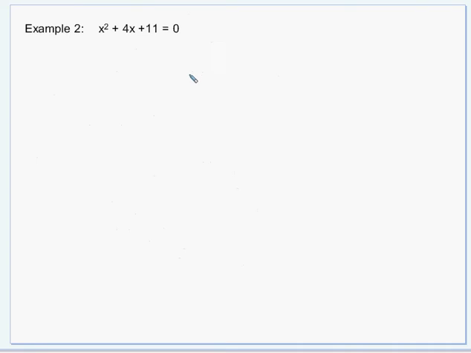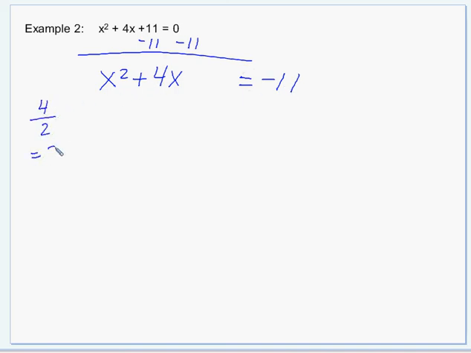Now in our second example, we have x squared plus 4x plus 11. Once again, we need to move our constant over to the other side of the equal sign. So we're going to subtract 11 from both sides. So we have x squared plus 4x is going to equal negative 11. So we take our b, which is 4, divided by 2 gives me 2. And then you square it, which gives me 4. So you're going to add 4 to both sides.